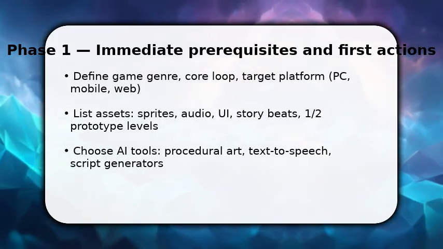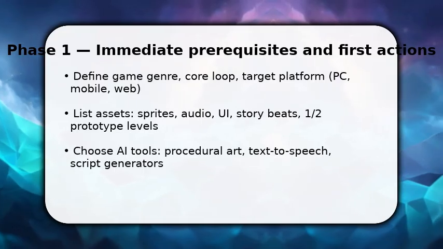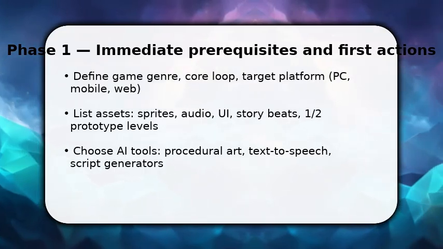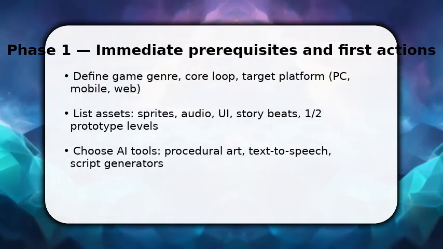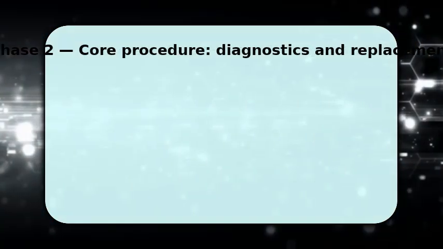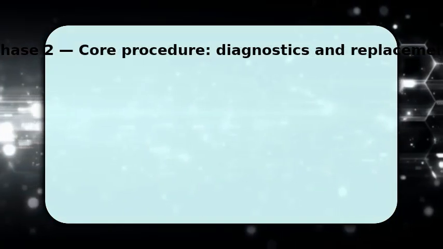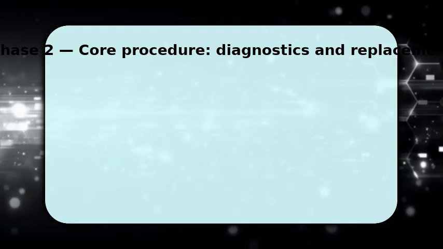Download these tools, organize folders, and prepare a simple flowchart so you and the AI always reference the same plan. Now implement the core loop in the no-code engine. Wire movement, collisions, and scoring using visual nodes.